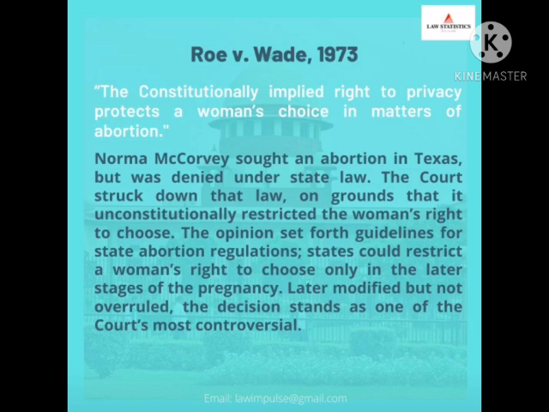In the case of Roe versus Wade in 1973, it was held that the constitutionally implied right to privacy protects a woman's choice in matters of abortion also.